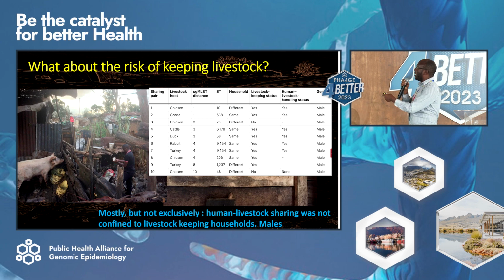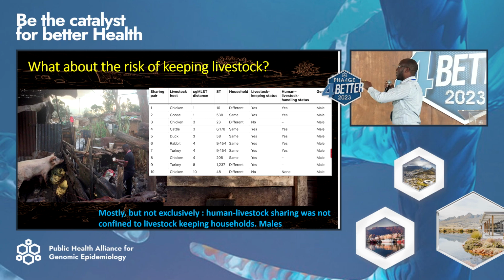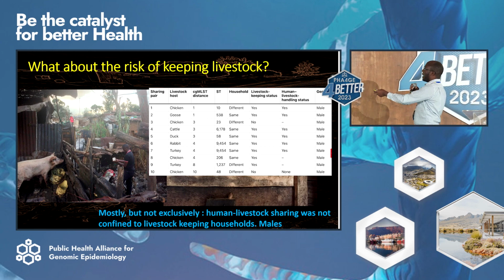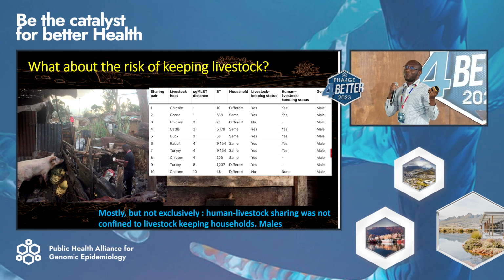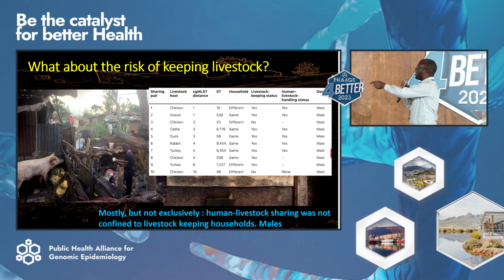And then, what about the risk of keeping livestock? Remember our household structure, 2 keeping livestock, 1 not keeping livestock. We found 10 sharing events which were between humans and livestock. And again, you can see, for example, there's a chicken and a human there who are only separated by a single cgMLST allele. Basically, they're the same E. coli, which is interesting, but we only found 10.